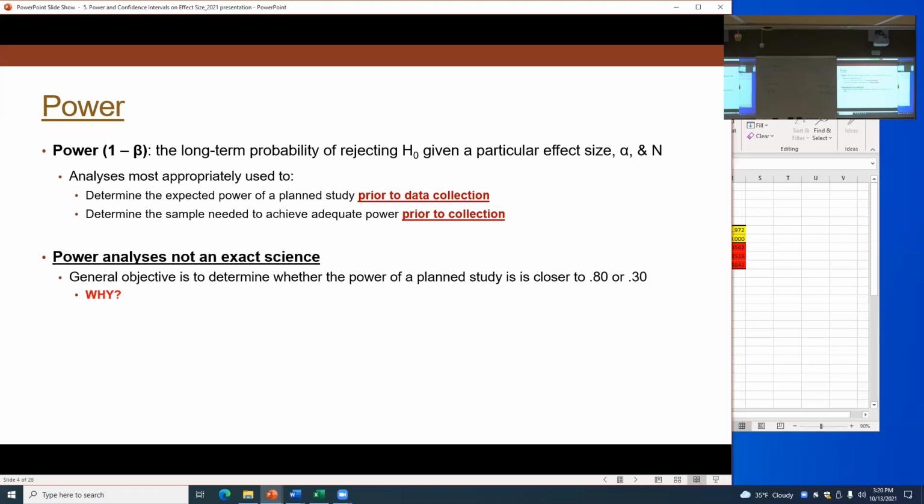What do you think, Sam? A priori. What's that now? Like a priori. A priori, yeah, a priori. Why might it be difficult to know what effect size I'm looking for?